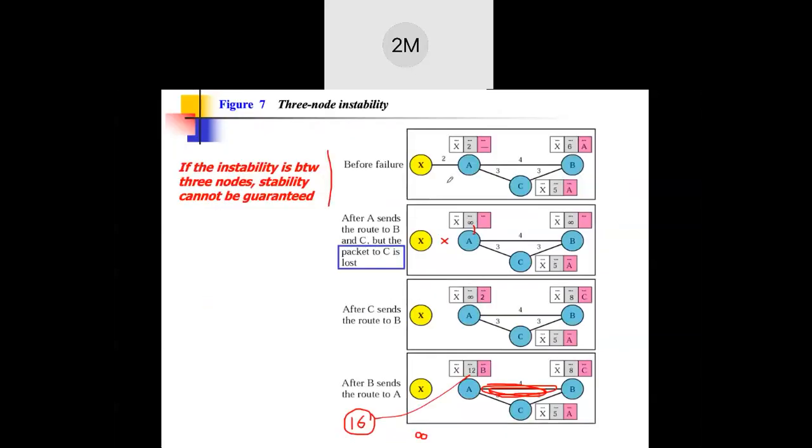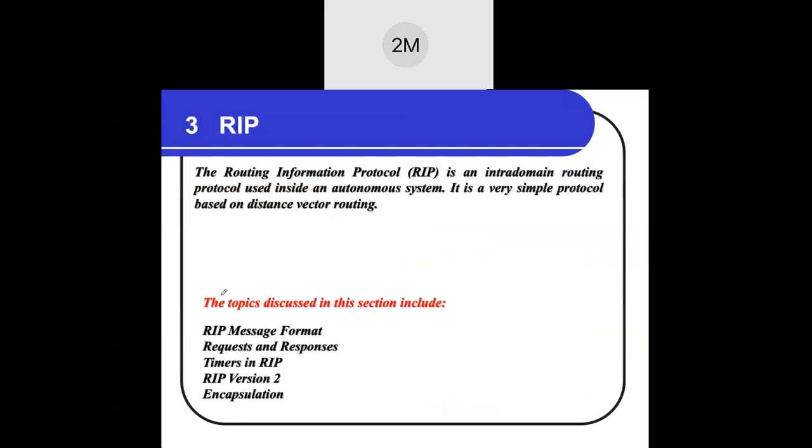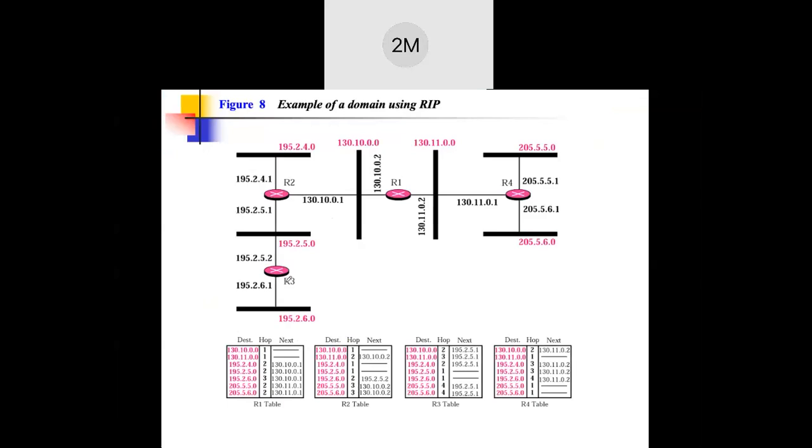Now I'll move ahead. What are the different packet formats for this protocol? So this is the intra-domain routing protocol RIP. We'll see what exactly the message format is. See the example.